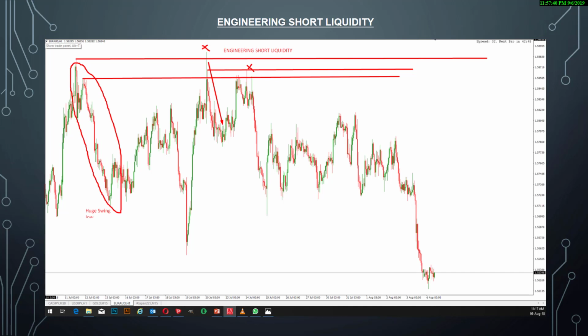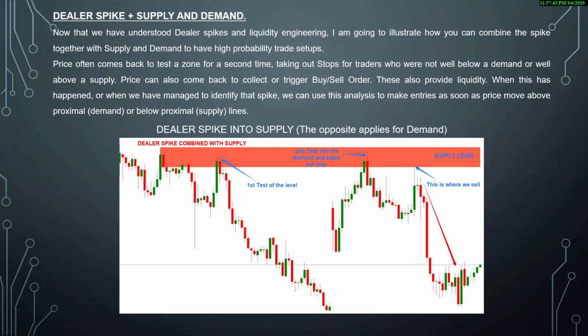Now let's look at how that looks like now. A stop hunt into a demand or a supply level. Now that we have understood dealer spikes and how liquidity is engineered, I'm going to illustrate how you can combine the spike together with supply and demand to have high probability trade setups. Price often comes back to test a zone for a second time, taking out stops for traders who were not well below a demand or well above a supply.